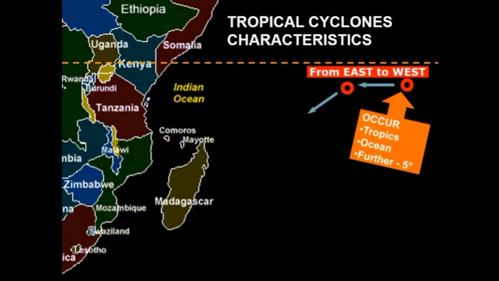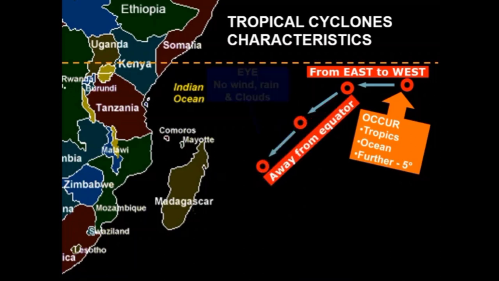Then we go further, and we say it moves from east to west, driven by the easterlies. Remember that the mid-latitude cyclone moves again from west to east. Also, as it moves from east to west, it moves away from the equator. Okay, there we have it.